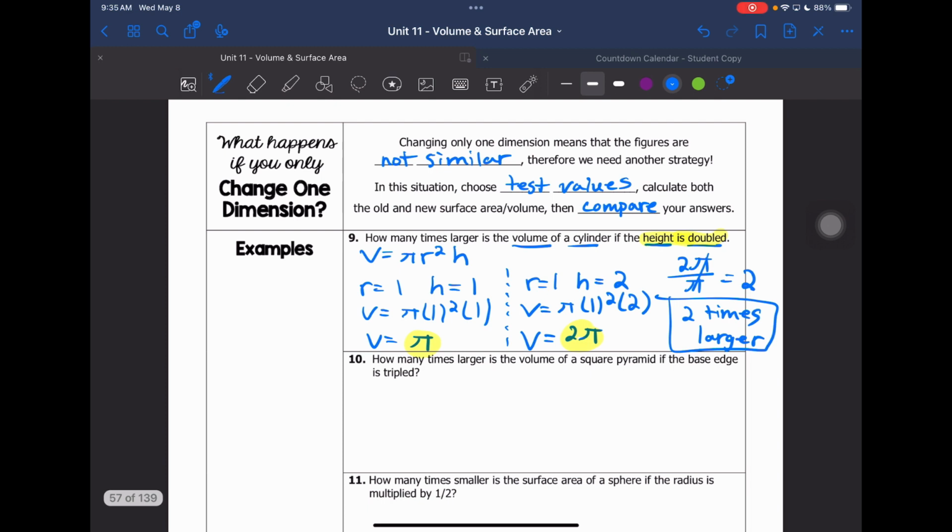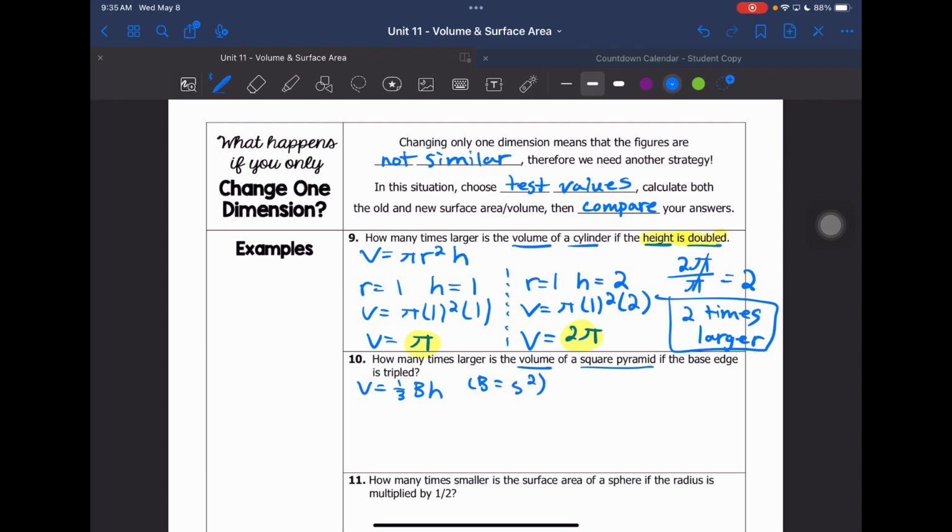Okay, number 10 says, how many times larger is the volume of a square pyramid if the base edge is tripled? So let's think about the volume of a square pyramid. Volume of a pyramid is 1/3 times area of the base times height, remember? And the area of the base, because it's a square, would be side squared.